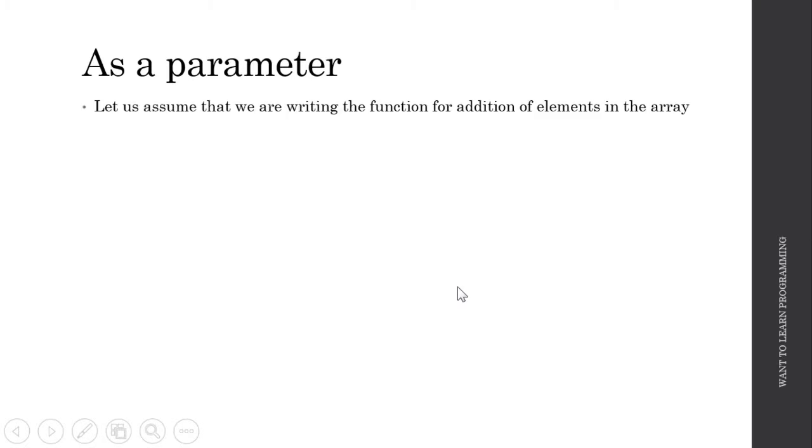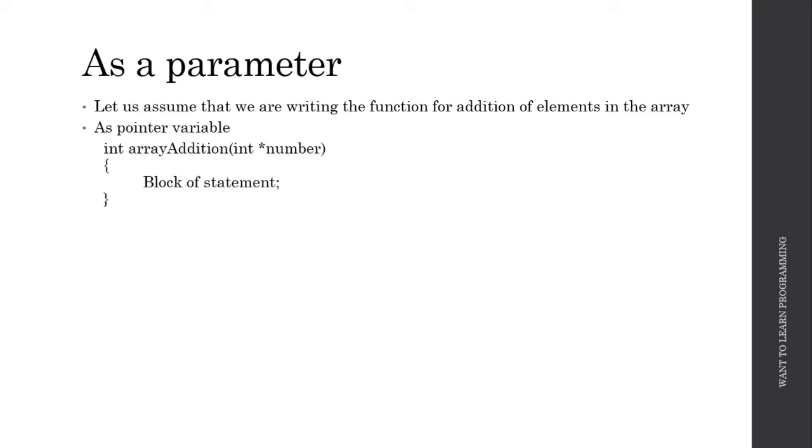As a parameter, let us assume that we are writing a function for addition of elements in an array. For example, we take an array A which has 5 elements, A0 to A4. Then we will have to add all these 5 elements and then send the sum back. That is, the logic of writing this will be present in our function. So we will assume that the logic is already written and we will only concentrate upon the passing of arrays from the function and to the function.